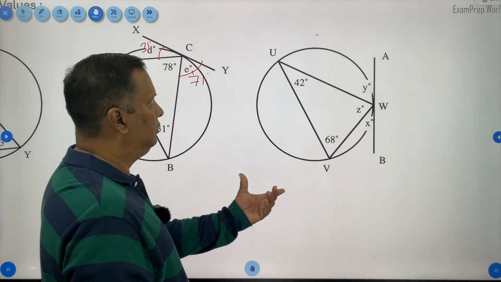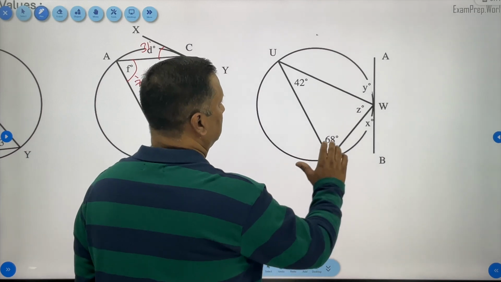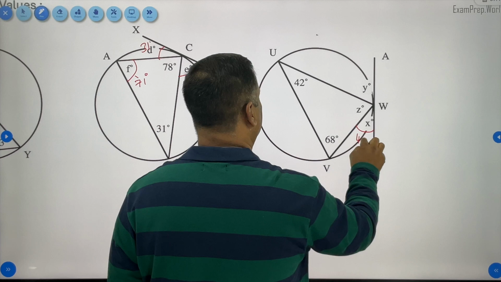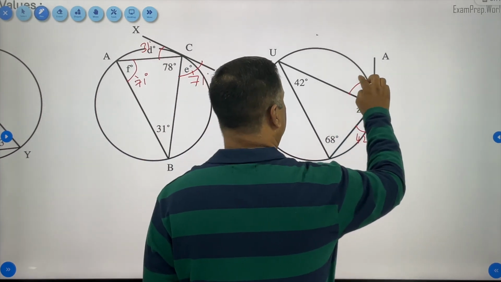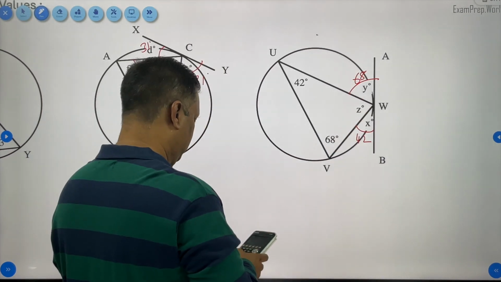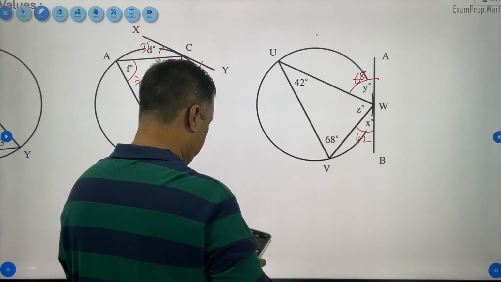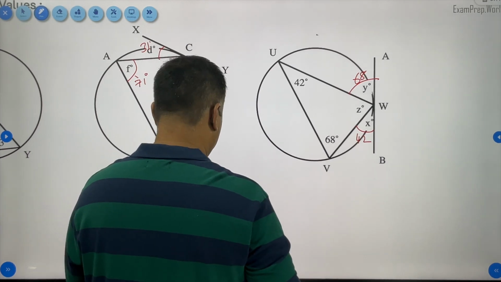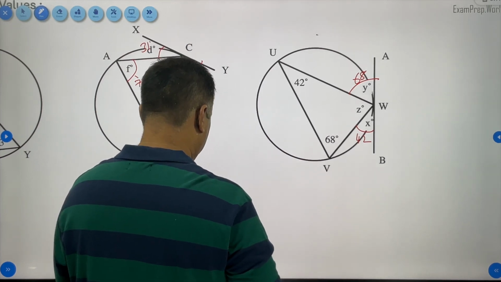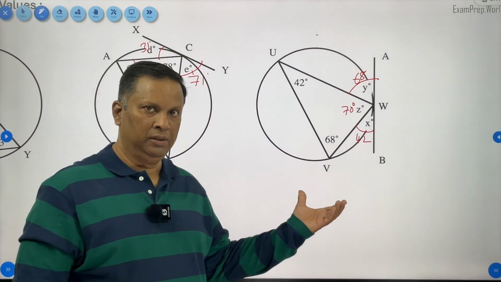Here. So let's begin. 42. So which one has to be 42? This has to be 42. This is 68. This has to be 68. And Z should be 180 minus 68 and 42, which is 70. Okay. It was relatively very easy, right?